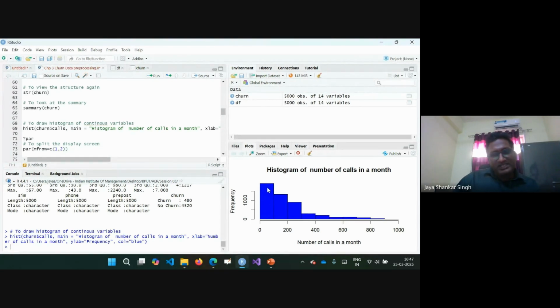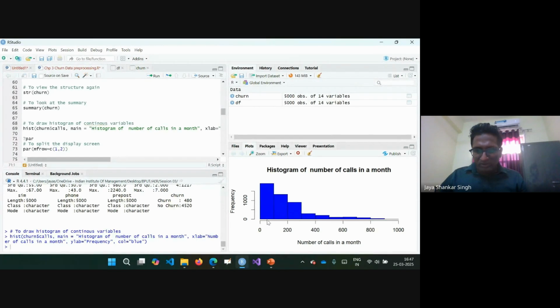Generally this type of distribution, we call it skewed or right skewed. It's not normally distributed. So this is the simplest histogram or visualization you will do using the data. You get a fair idea.